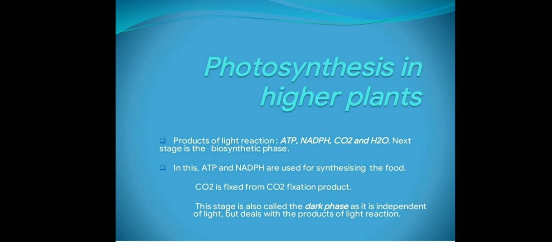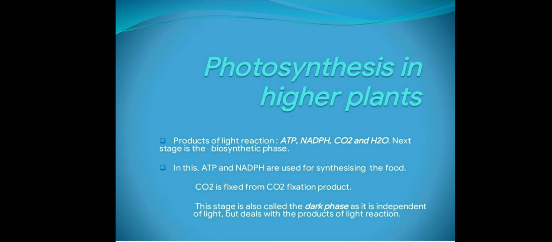This biosynthetic phase is also known as the dark reaction, because it does not depend on the light. So light is not required, but in this process the products which are formed in the light are utilized. In the biosynthetic phase glucose is formed, and this glucose formation occurs in the dark, so it is also called the dark reaction. So there is the light reaction, and the dark reaction, which is the biosynthetic reaction.